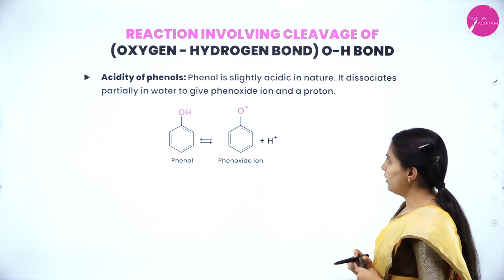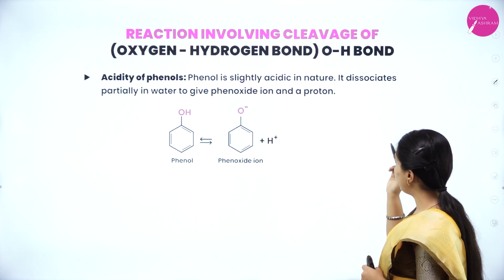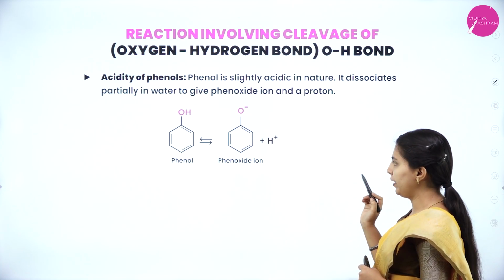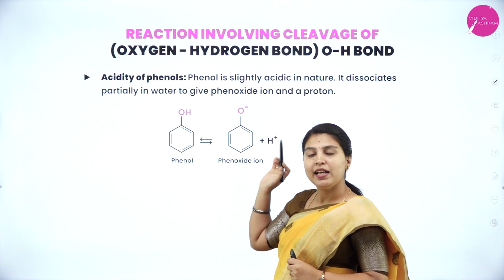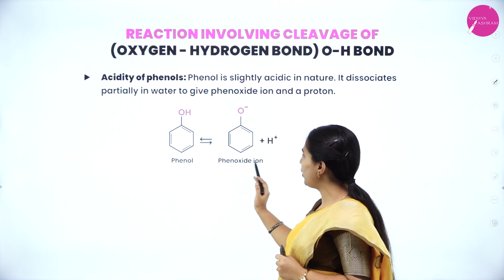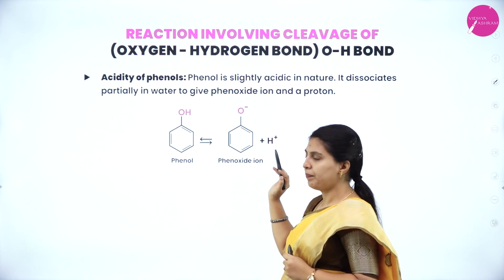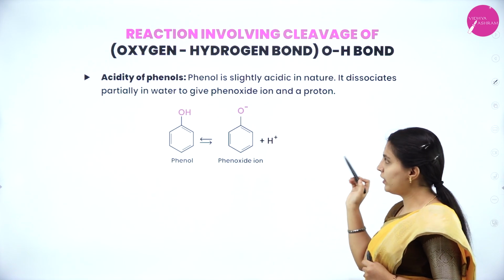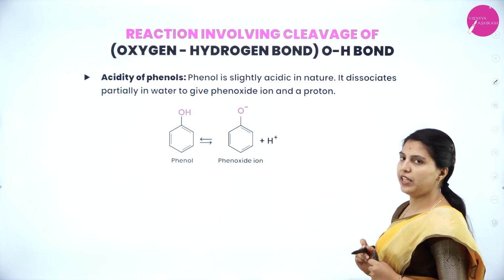Acidity of phenols. Phenol is slightly acidic in nature. It dissociates partially in water to give phenoxide ion and a proton. Phenol will partially dissociate in water and form phenoxide ion plus proton. So, it is slightly acidic in nature.